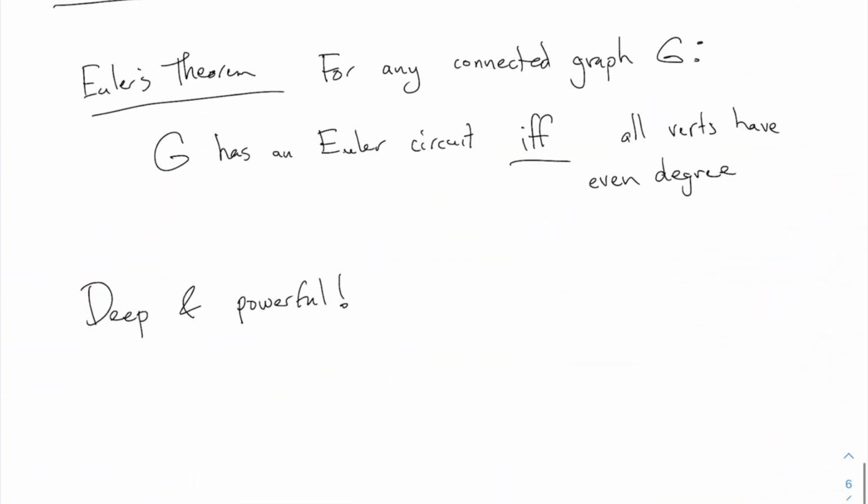But Euler's theorem is that having an Euler circuit is actually the same as this. All the vertices have even degrees. This is actually very easy to look at the graph and verify for yourself if all the vertices have even degree. That's why I would say this is deep and powerful. It says that Euler circuits are equivalent to even degrees.